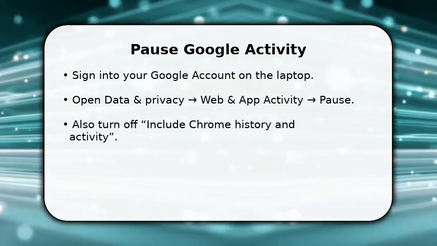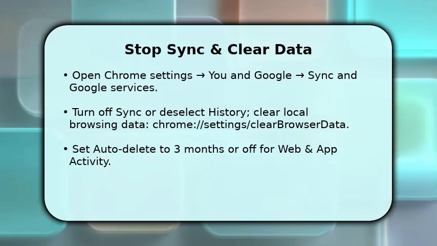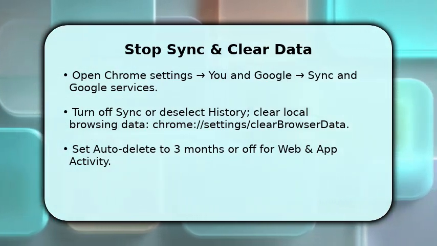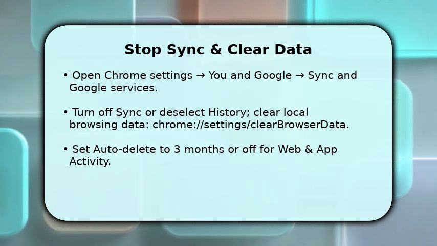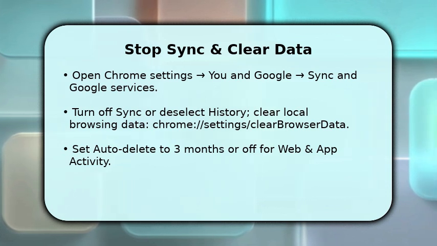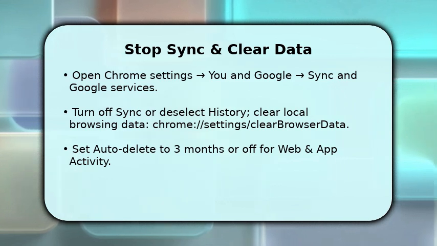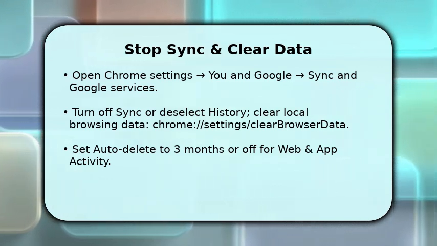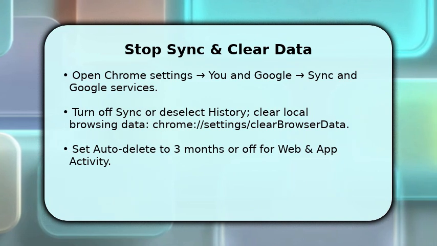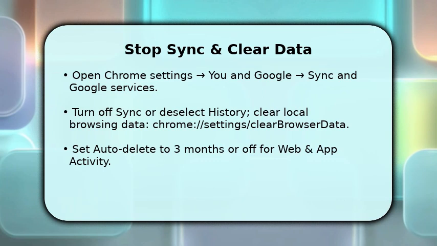Next, you stop Chrome from sending local history to Google by opening Chrome settings, selecting Sync and Google Services, and either turning Sync off or specifically deselecting history. Then clear the laptop's stored data. Open Clear Browsing Data, choose Browsing History and Cached Images, and confirm. Once done, go back to Web and App Activity and set Auto-Delete to a short window like 3 months, or choose off if you prefer manual deletion.